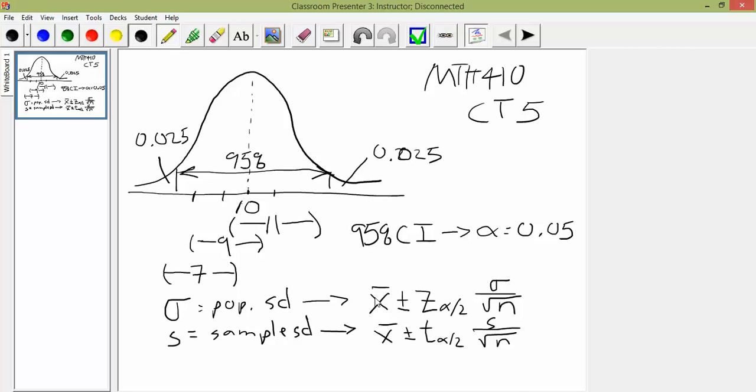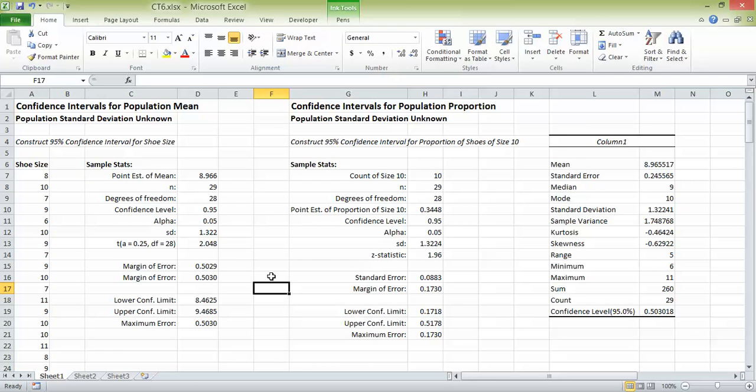Okay. So let's jump over now to my spreadsheet, and I'll show you an example. A lot of the stuff we can ignore for now, but concentrate on this left-hand side. I went out and measured the shoe size of a bunch of people, and I think there's 29 of them here. And what I want to do is calculate this confidence interval for the population mean, and I'm going to do a 95% confidence interval.